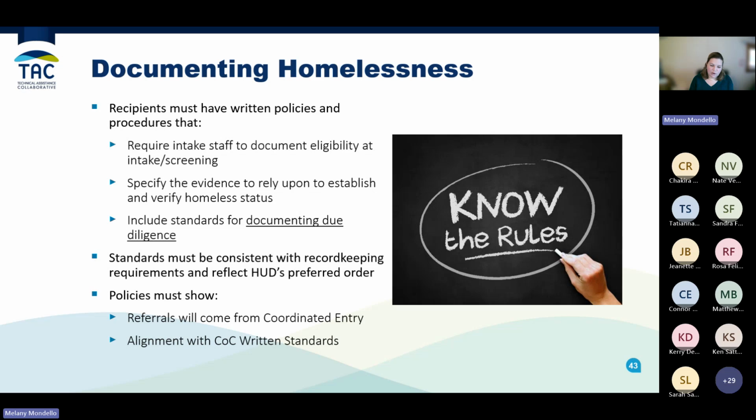But as we talked about a little earlier, your referrals all come from coordinated entry. So you will have standards on how you're going to document homelessness, but it's for the people that your coordinated entry system refers to you to fill your open beds.